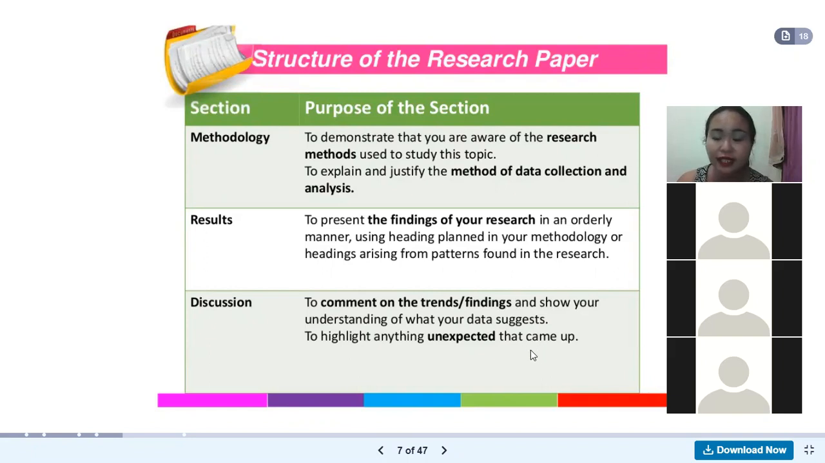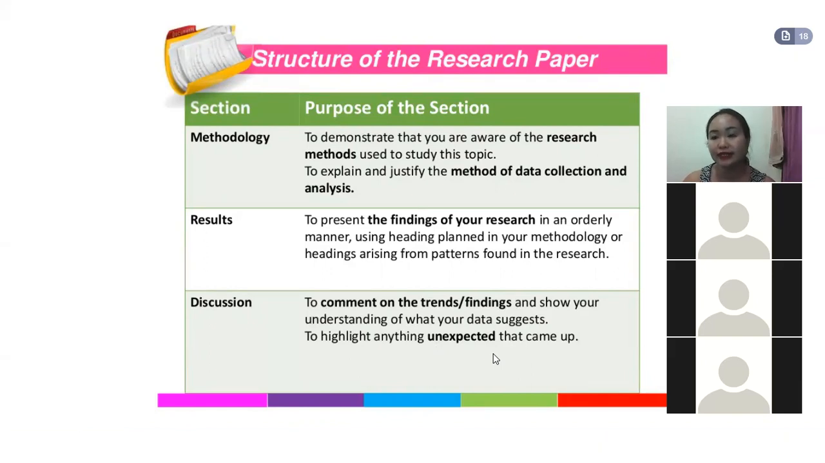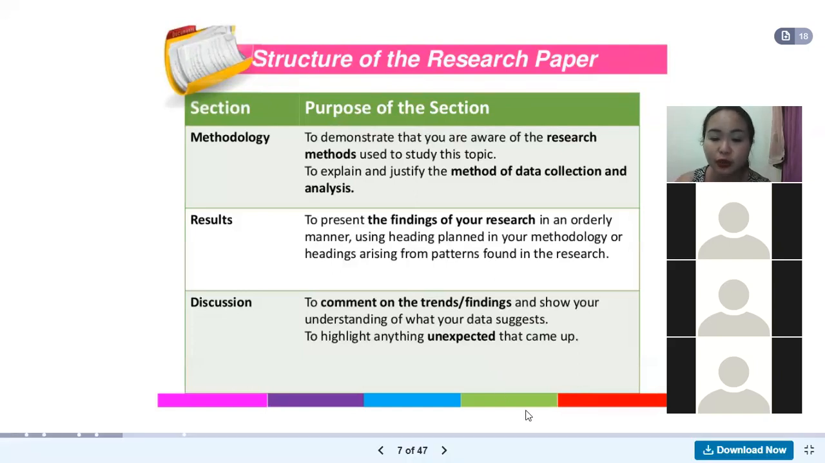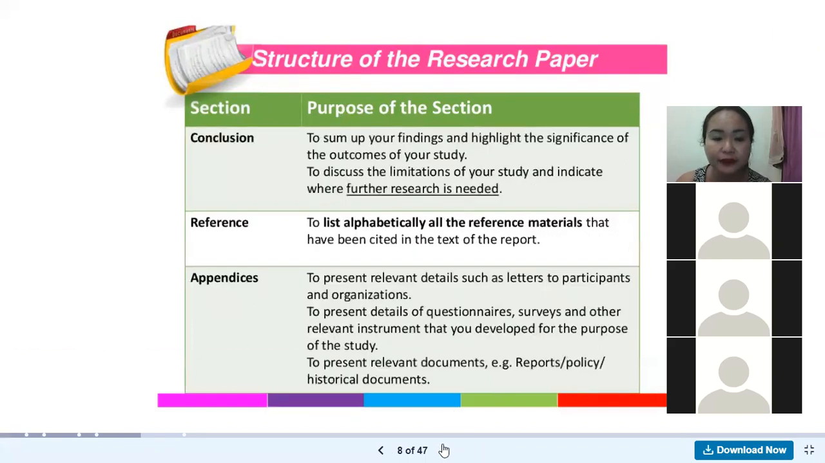So as I have said, in your discussion, you're just going to interpret the result. And you compare whether it coincides with or supports the previous studies, or which previous or contrasting studies it supports. So that's the discussion. And we also have the conclusion. After you discuss it, you're going to sum up your findings and highlight the significance of the outcomes of your study, discuss the limitations of your study, and indicate whether further research is needed.